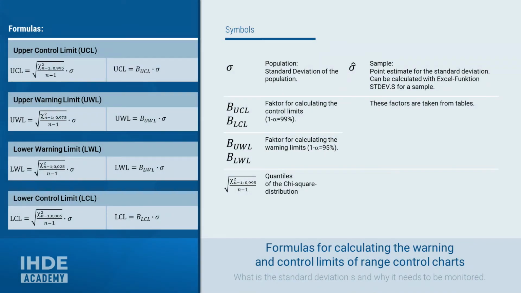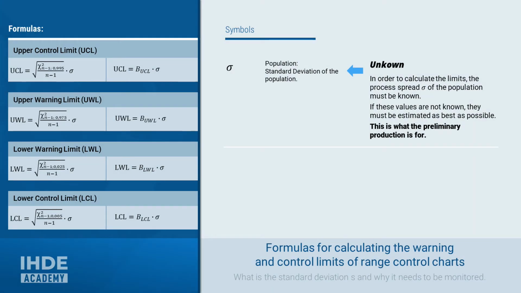Let's briefly review the meaning of the symbols in the formulas. Sigma is the standard deviation of the population, and sigma hat is the sample standard deviation. The B factors are required to calculate the warning and control limits. These are taken from tables. These factors are calculated using the chi-square distribution, depending on the size of the sample and the non-interference probability. There is a separate lesson for calculating these B factors.